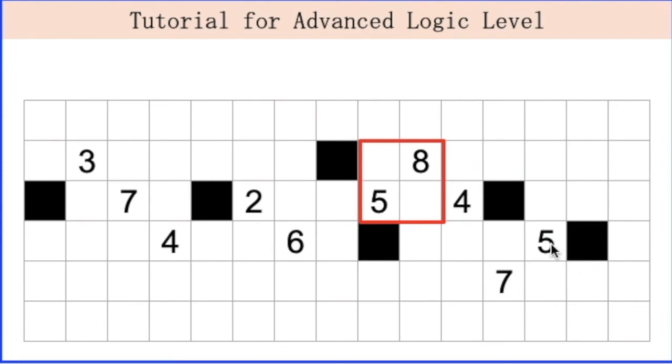Let's look at this one too. 5 and 7, 2 black spaces in the area surrounding the 5. So 5 minus 2 is 3. 7 and 3, so the difference is not 5. So in this case, nothing can be done, and you just move on. Okay?